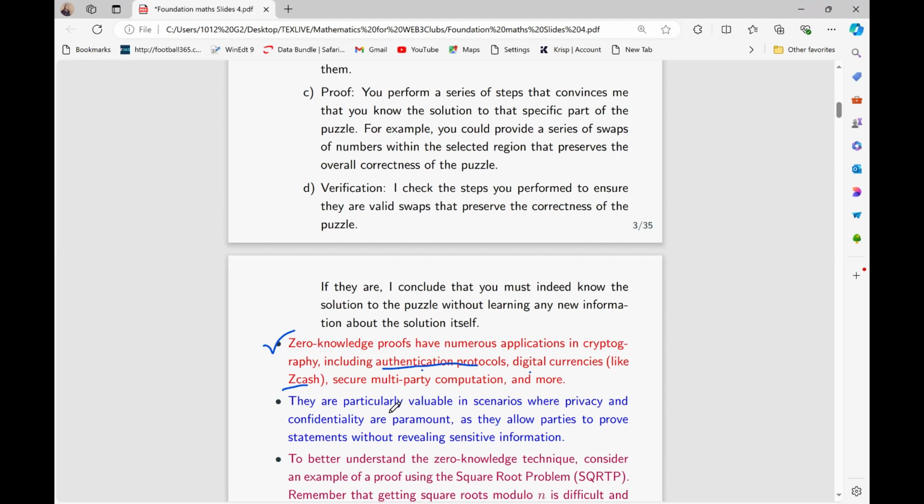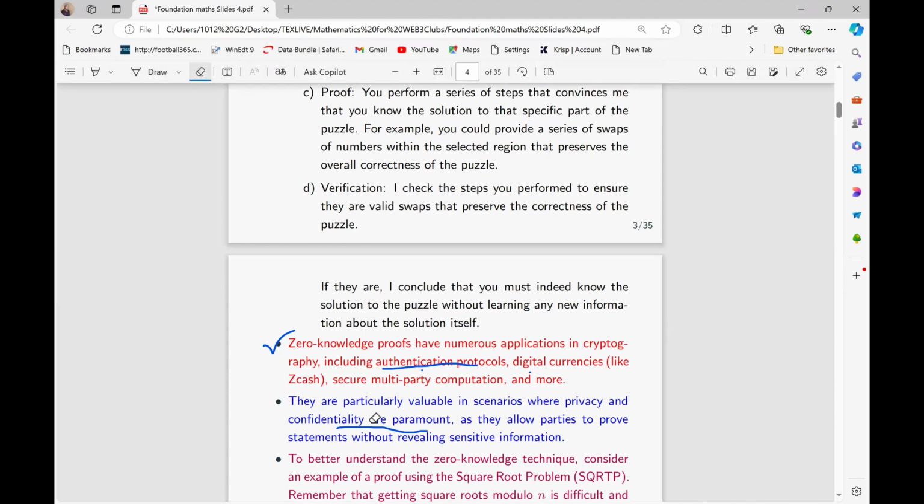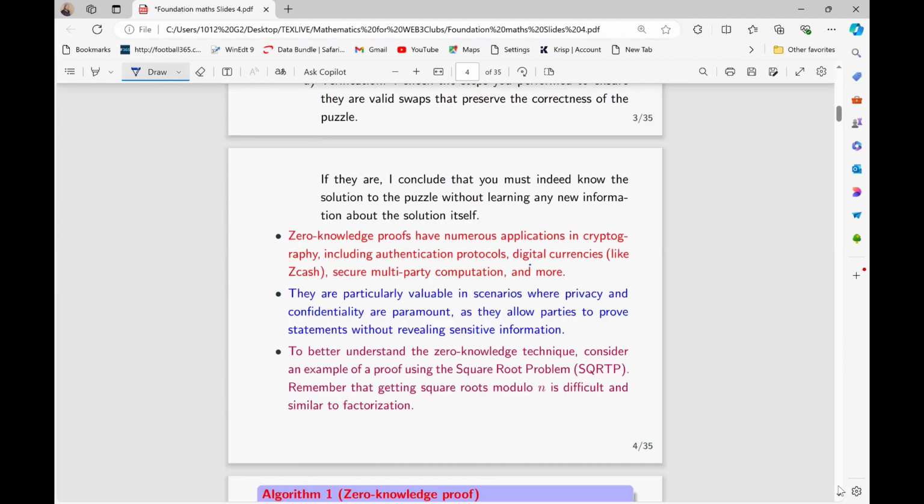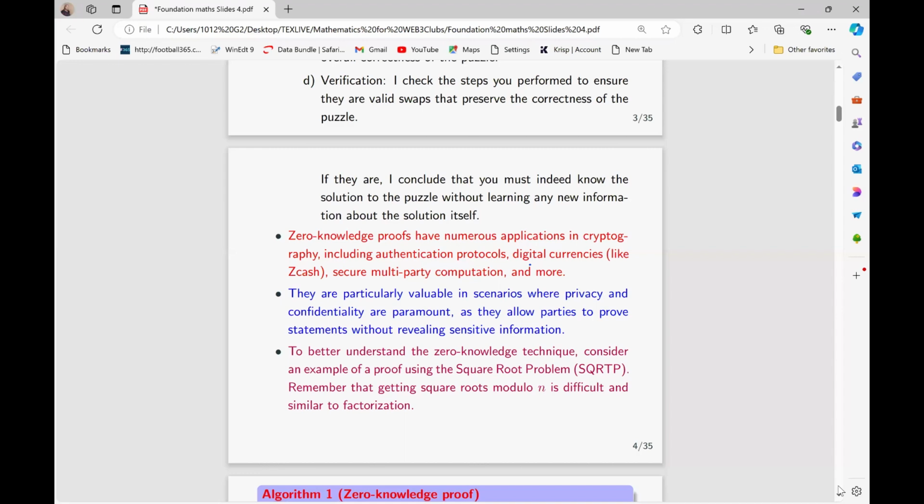Zero knowledge proofs are particularly valuable in scenarios where privacy and confidentiality are important. So the parties will be proving statements without revealing sensitive information. That is what we've already seen, that is the essence of zero knowledge. You want to prove that you have this information, but you avoid giving some information.